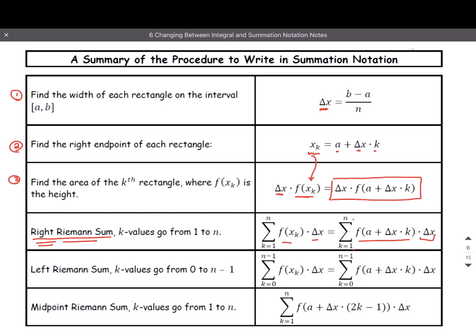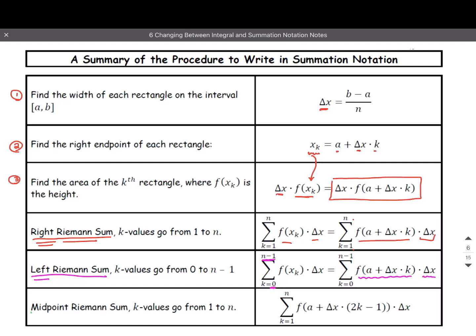times delta x. Now, if we want a left Riemann sum, it changes a little bit, because when we use a left Riemann sum, we start at the leftmost endpoint, so we let k be 0 before we have a rectangle, and we only go to n minus 1 because we're not using that rightmost endpoint in our function to find the height. So then we use that same f of a plus delta x times k of delta x. We just have different limits on the summation.